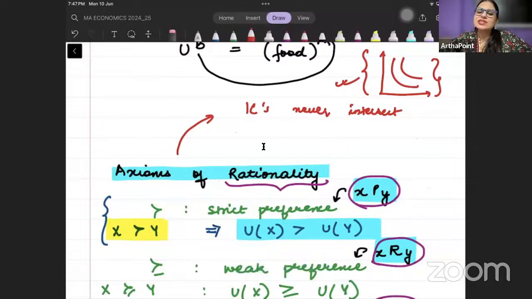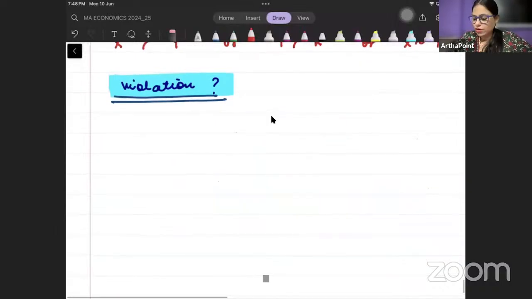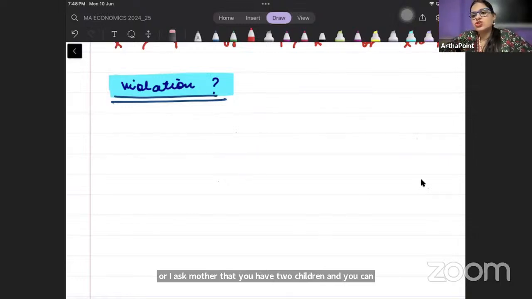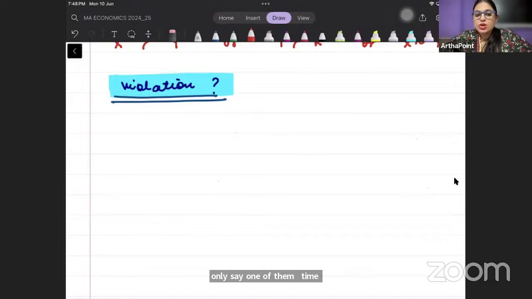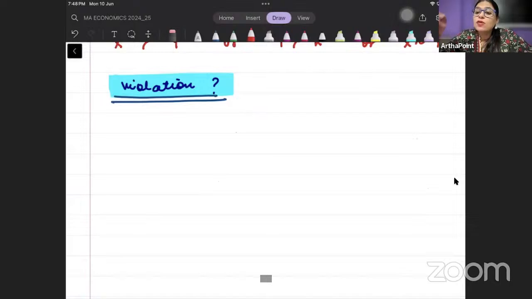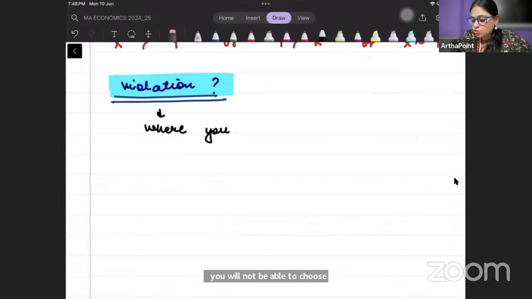Yes, absolutely. This is one of the examples that I give every time. It is the example of relationships. You're right. For example, let's say I ask you that you have a boat in which you have your mother and father, and you can only save one of them. Or I ask a mother that you have two children and you can only save one of them. At that time, a decision will not be made, right? Nobody will be able to make a decision. So usually when you have to choose in relationships, that is where your completeness will be violated, because there you will not be able to choose. So violation means where you cannot choose.